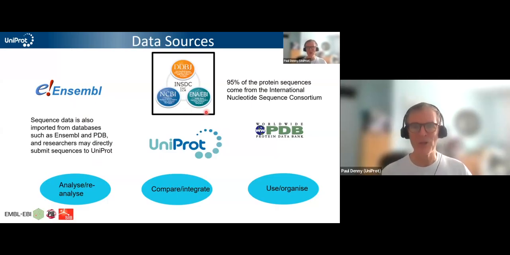The vast majority of the data comes from the international protein sequence databases, INSDC. So that's a consortium of 3 databases, again in the US, but in this case in Japan and Europe. About 95% of the protein sequences come from there. But then we also draw down information from Ensembl, from PDB, from the structure database, and we get direct submissions from some people who send their data directly to us, to UniProt.